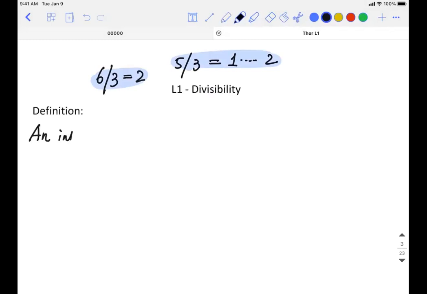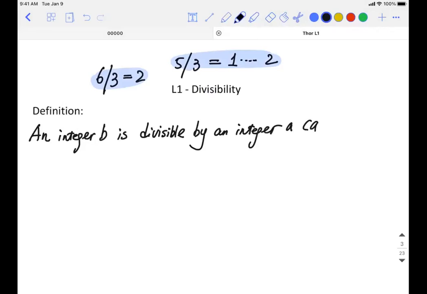An integer b is divisible by an integer a. Of course, a cannot be 0, right? If you use something as a divisor, it cannot be 0. If b is divisible by a, we write a pipe b. This is only a denotation. We put the divisor on the left, then a pipe, which is like our division sign but a straight line, and then b.